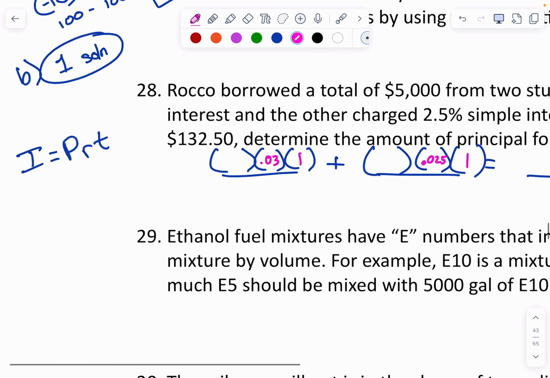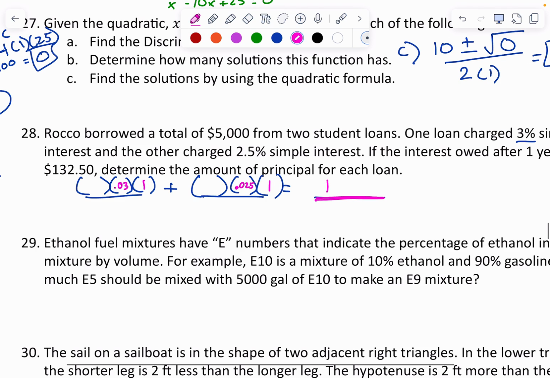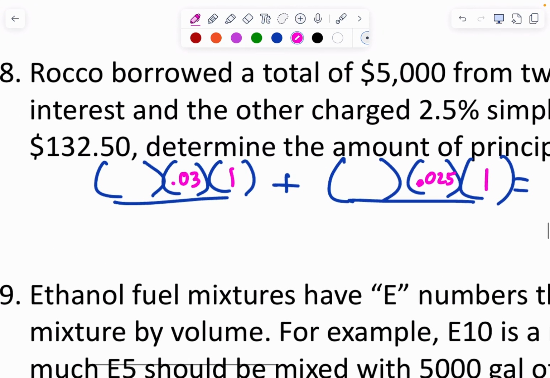All right, but all of these are going into calculating interest, right? What goes in this blank? The whole 132.50, right? That's the interest. So the interest here plus the interest there equals the 132.50. Okay, now I don't know how much was here. Let's just put an X. What's the other one? Yeah, 5,000 minus X.